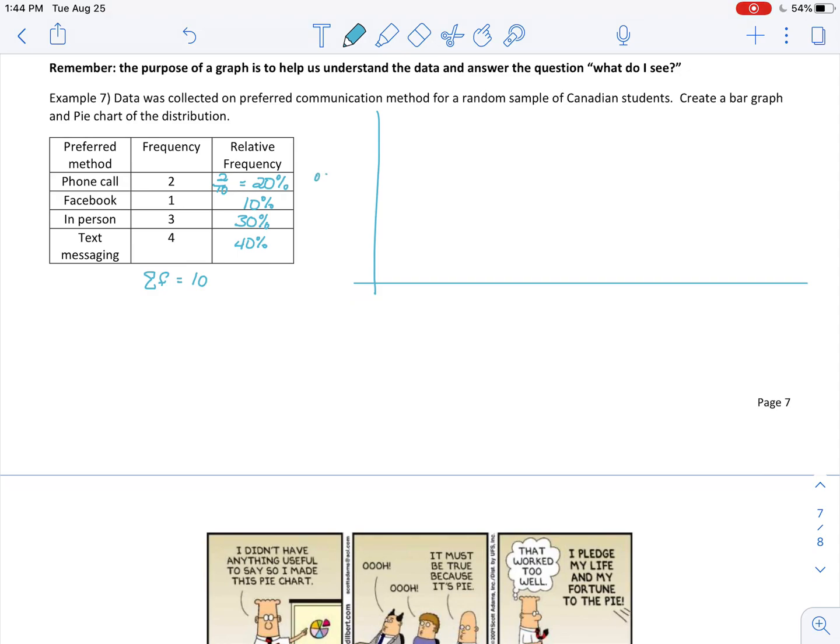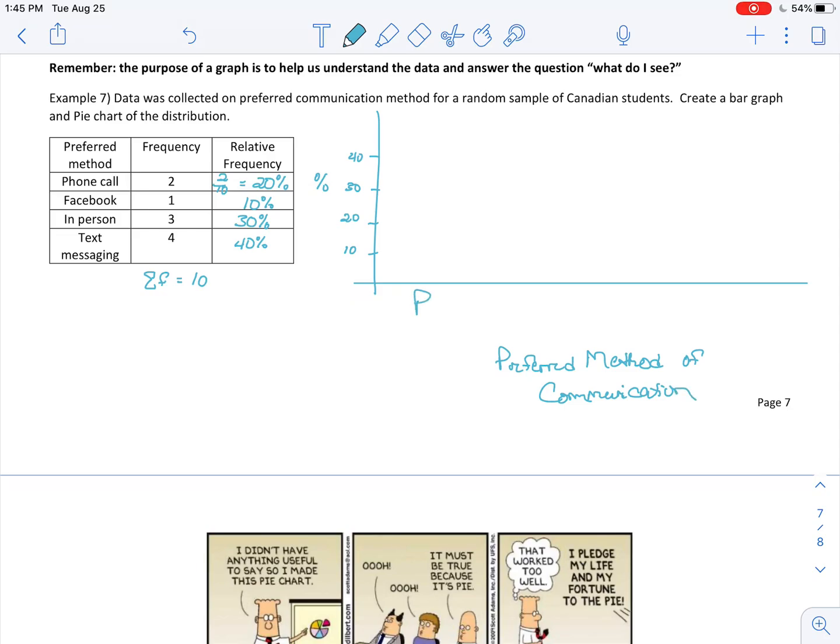So let's make a relative frequency bar graph. I gave you nice numbers, so these are just going to be increments of 10. So I have equally spaced tick marks. I have a labeled axis. I have labeled tick marks. And then on the bottom, I'm just going to put a label because you have to have labeled data sets. This is the preferred communication method. That's supposed to be saying communication.